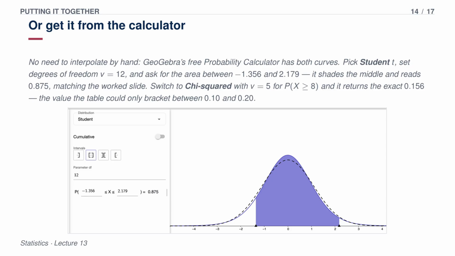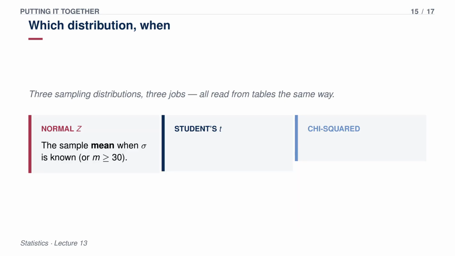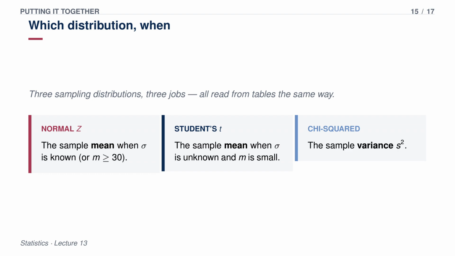Same answers, no interpolation. Let's pull the three together, because the hardest part on a test isn't the lookup, it's knowing which curve to grab. Three distributions, three jobs. First, the normal z. You use it for the sample mean when sigma is known, or when the sample is big, 30 or more. Second, student's t, also for the sample mean, but when sigma is unknown and the sample is small. That's the everyday case.